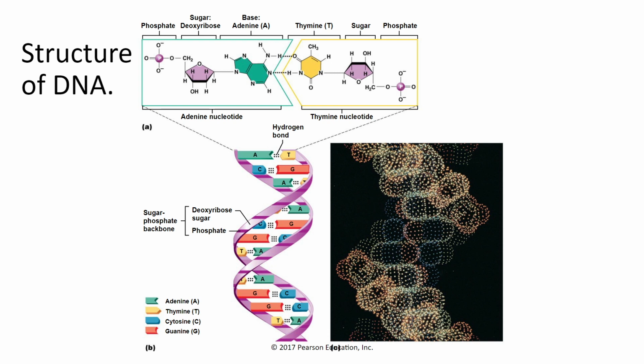So here's the basic structure of DNA. It's a double helix sugar phosphate backbone with bases in the middle. The bases are held together by hydrogen bonds. And again, adenine always pairs with thymine, and guanine always pairs with cytosine.